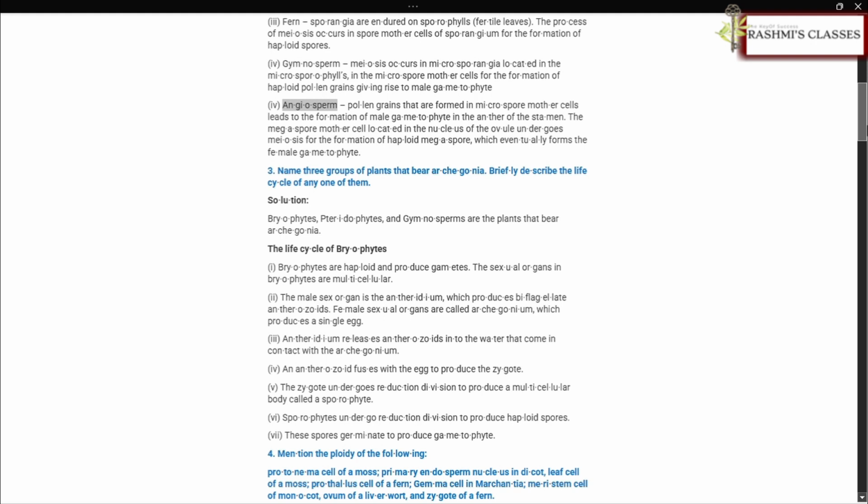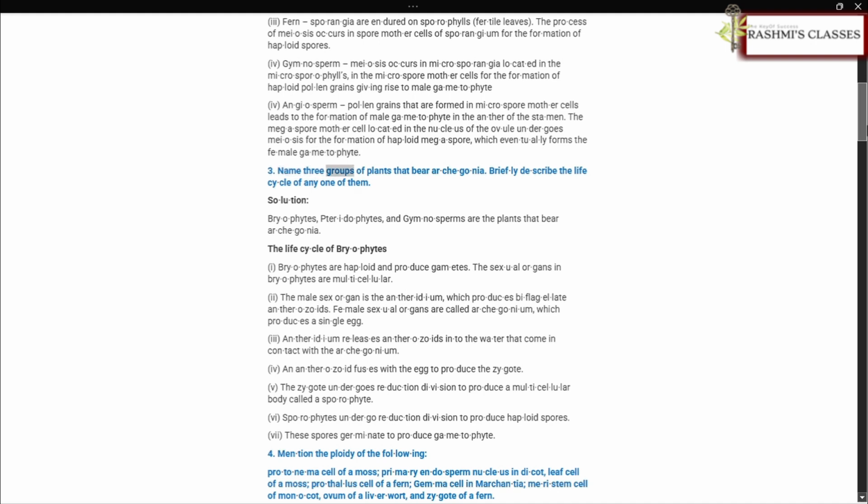5. Angiosperm: pollen grains that are formed in microspore mother cells lead to the formation of male gametophyte in the anther of the stamen. The megaspore mother cell located in the nucellus of the ovule undergoes meiosis for the formation of haploid megaspore, which eventually forms the female gametophyte.